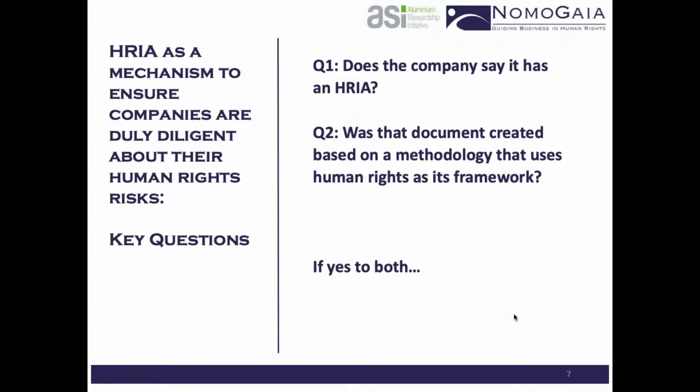It starts with two extremely basic questions. First, does the company say it has an HRIA? And second, was that document created based on a methodology that uses human rights as its framework? And we care whether the methodology is human rights framed because companies have, in some cases, renamed old assessments human rights assessments just because they touch on a particular right. And that's not enough to pass muster for ASI. But if a company hands an auditor a document that is expressly framed by human rights, there are some follow-up criteria.